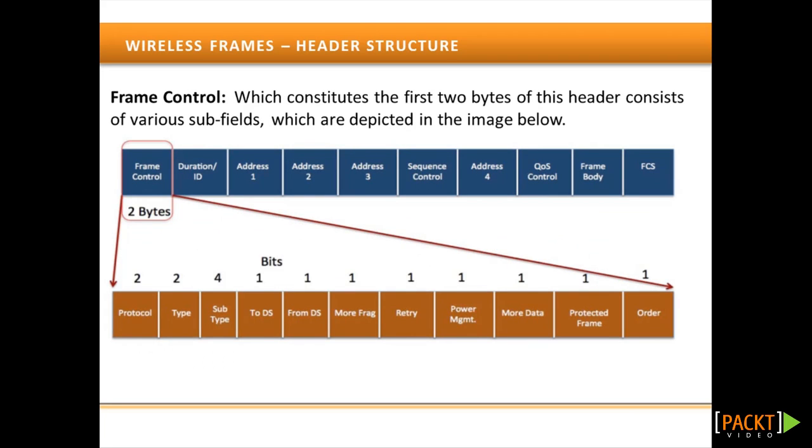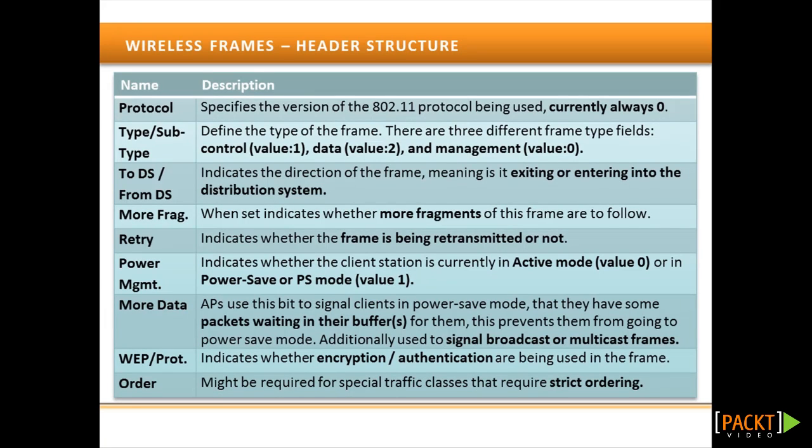Now we are going to present a brief description of some of the notable items within the frame control field. Protocol specifies the version of the 802.11 protocol being used, currently always set to 0. Type and subtype: these 2 fields define the type of the frame. There are 3 different frame types: control, value 1, data, value 2, and management, value 0. Within each type there are multiple subtype values denoting the specific function of the frame, which will be discussed later. To DS and From DS indicate the direction of the frame, meaning is it exiting or entering into the distribution system.